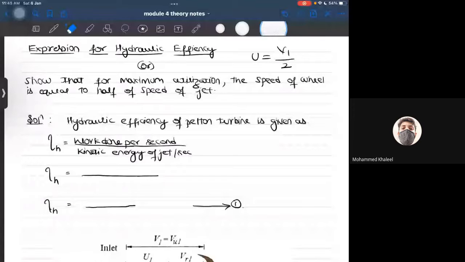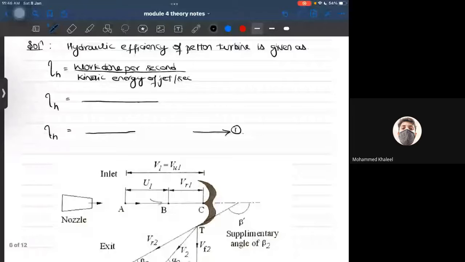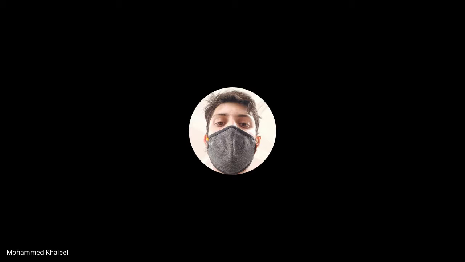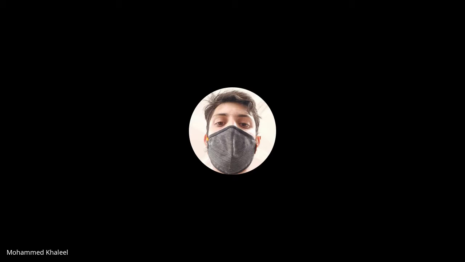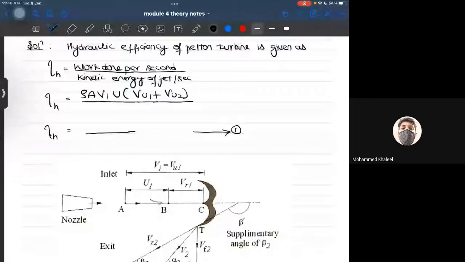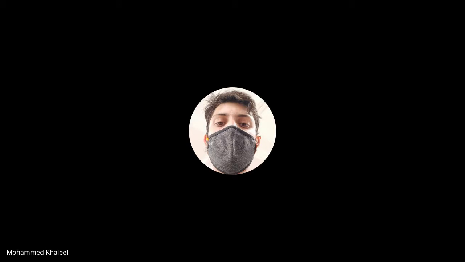Now, the hydraulic efficiency of a Pelton wheel is given by work done per second divided by kinetic energy of jet per second. You know the work done per second calculated in the previous one: rho A V1 into U into VU1 plus VU2. So this is the work done per second. Now, what is the kinetic energy of the jet striking per second? It is simply half mv square. So half m is nothing but half rho A V1 into V1 square. Rho A V1 is the volume flow into density, multiplied by V1 square. So now what happens?